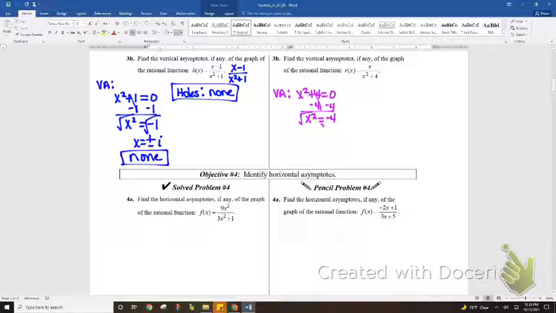When you take the square root of that -4, you get plus or minus 2i. And so because it has an i, it means there's no vertical asymptotes. Okay, for holes, remember holes are those canceled factors of the denominator. Did anything cancel? It did not, so that means there's no holes.